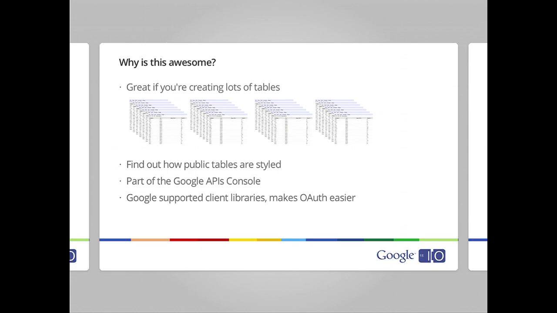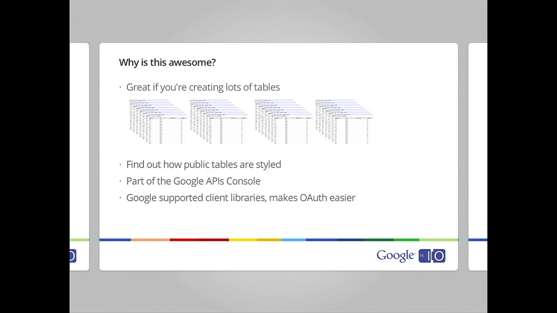These new features are also really cool because you can find out how public tables are being styled. So if you really liked how The Guardian styled their deprivation map, you can use this API to find out the style of that table and potentially reuse it for your own tables.